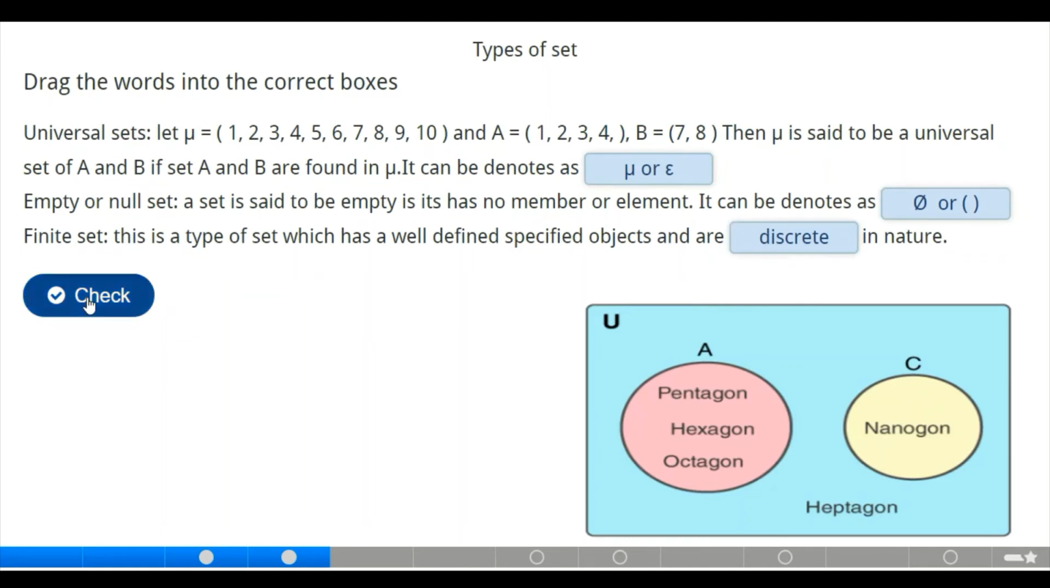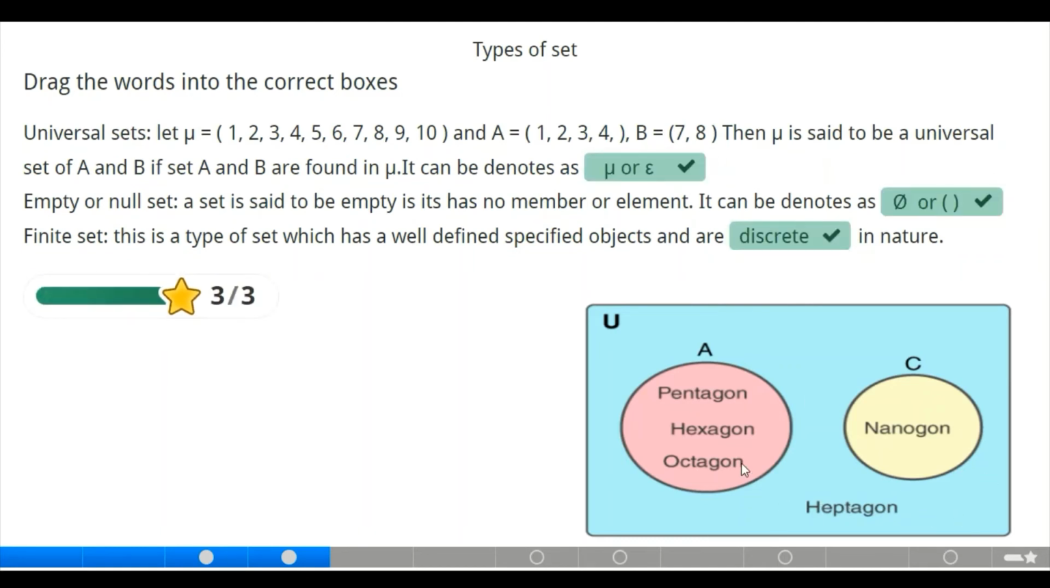Now let's look at this diagram, which denotes a universal set. Under this, these are just examples of shapes. We have hexagon, nonagon, pentagon, and octagon. So this view is denoting that all of these shapes are in the universal set, while A and C are sets that can be found in the universal set.